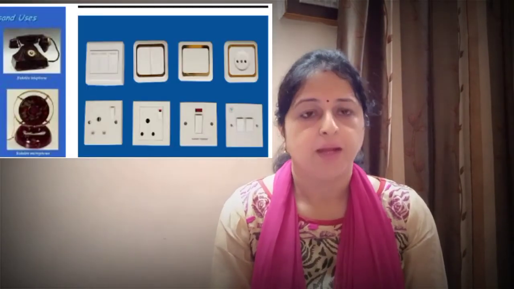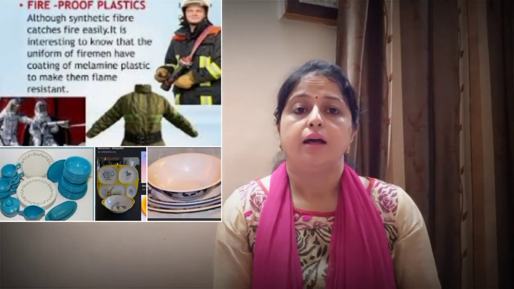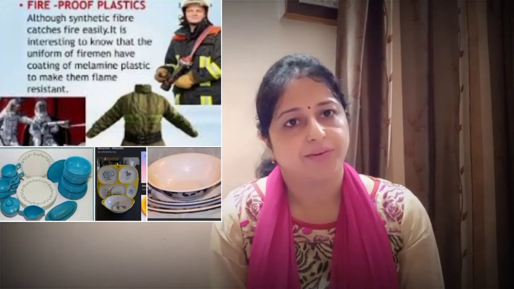The common example is Bakelite. Bakelite is a good insulator, and that's why it is used to make electrical switches and plugs. It is also used to make buttons. Next is melamine. Melamine is hard, smooth, and flame resistant. It is a versatile material and has high capacity to tolerate heat, and that's why it is used to make the uniforms of firemen. It is also used to make tabletops, crockeries, etc.